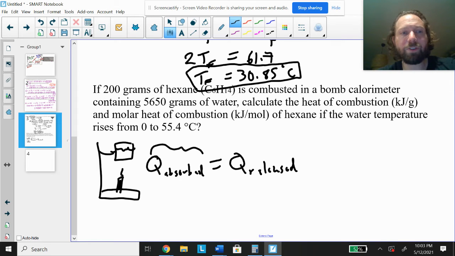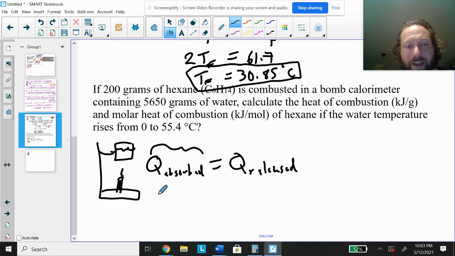So we're going to read through this problem. If 200 grams of hexane, C6H14, is combusted in a bomb calorimeter, which is a higher, industrial grade calorimeter that's a bit more concealed than what we have in our class, it contains 5,650 grams of water. Calculate the heat of combustion and the molar heat of combustion of hexane if the water temperature rises from 0 to 55.4 degrees Celsius. So we're going to plug in our numbers for water and set that equal to how much energy was released by the hexane.